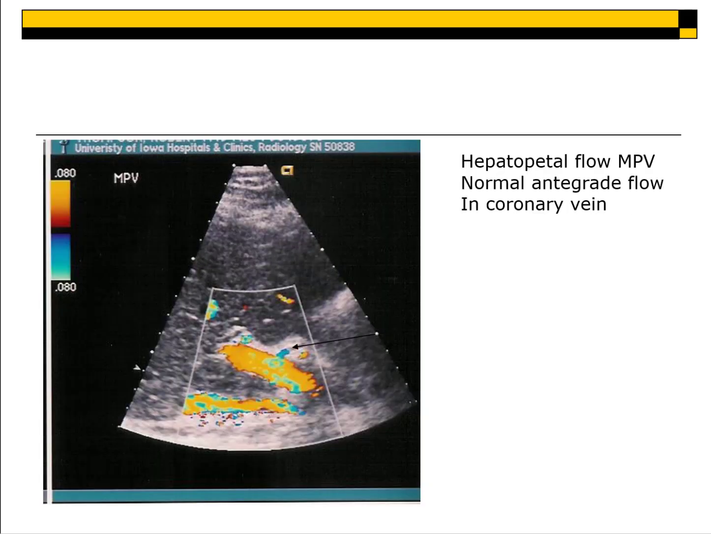Here's a good image of the main portal vein, hepatopetal flow, and you can see also normal flow in the coronary vein, which should be also integrated into the main portal vein. So remember that you're going to see retrograde flow in this coronary vein, which is also known as the left gastric vein. And that retrograde flow in that vessel is going to occur in 80 to 90% of portal hypertension cases. So that's a high number of cases. And like I said, again, that's why it's the most common.